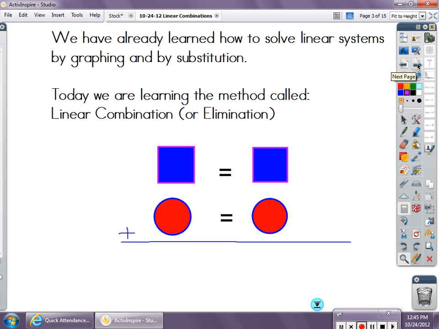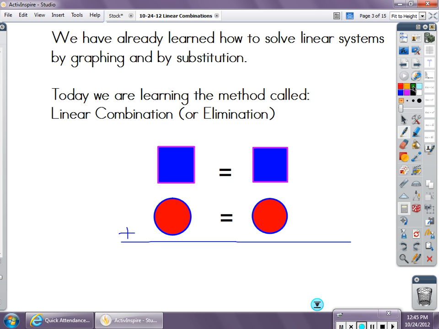Okay. So we've already learned how to solve linear systems by graphing and by substitution. And today we're going to look at elimination or linear combination. Now, I like to take my students to kindergarten, then to first grade, then to algebra 1, then to algebra 2 to help you with this concept that we're doing.